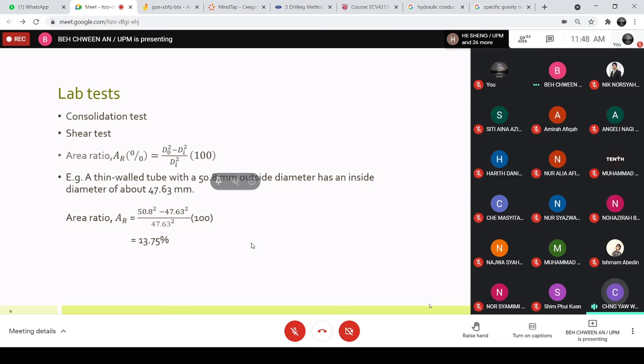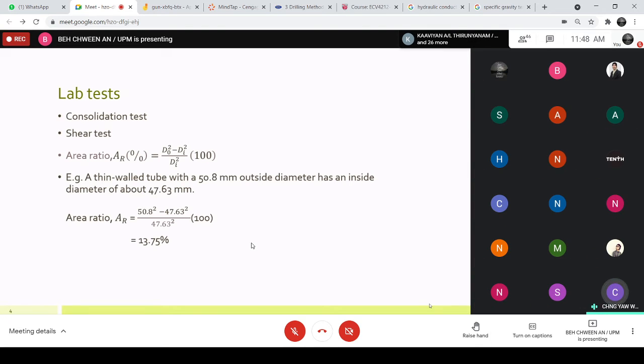And then we will calculate the area ratio, where the outside diameter and the inside diameter are put into the formula to get the area ratio. This area ratio is used to determine whether the sampling process is good or bad. So that's all from us. Thank you.